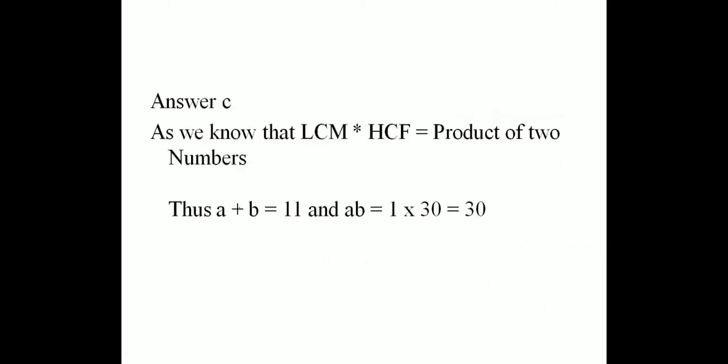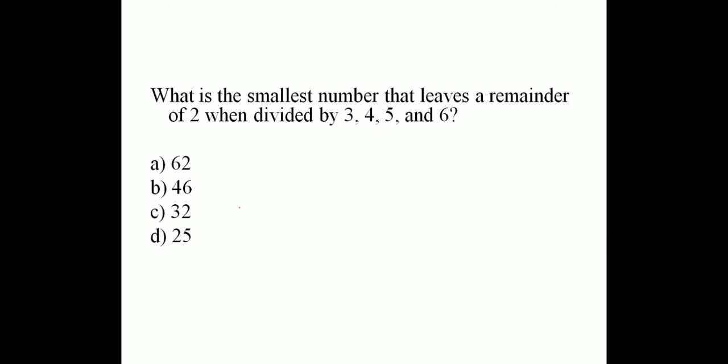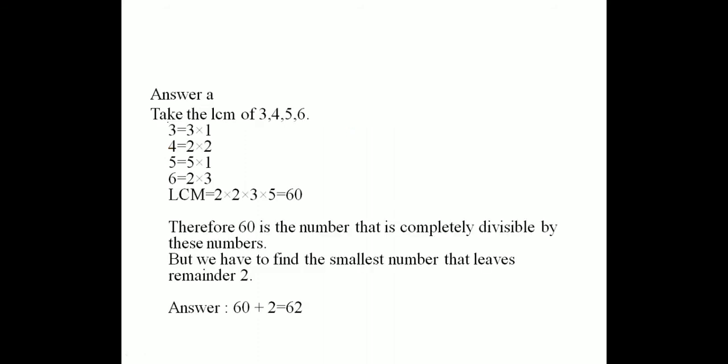Okay, next question. What is the smallest number that leaves a remainder of 2 when divided by 3, 4, 5 and 6? To calculate this type of problem, find the LCM of the numbers, that is 3, 4, 5 and 6. Then add the remainder to the LCM, that will be the final answer for this type of problem.